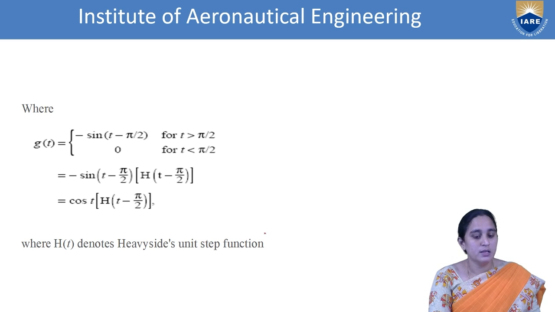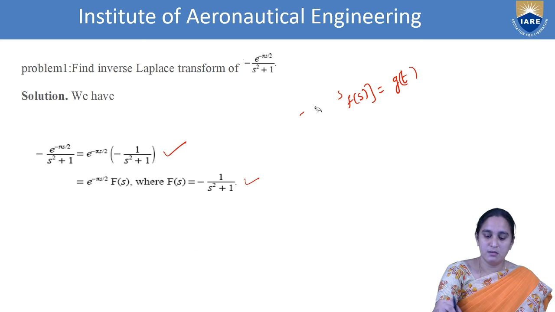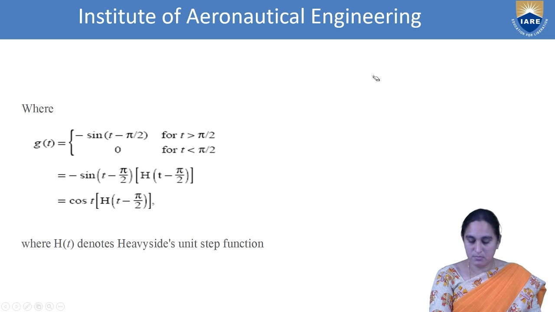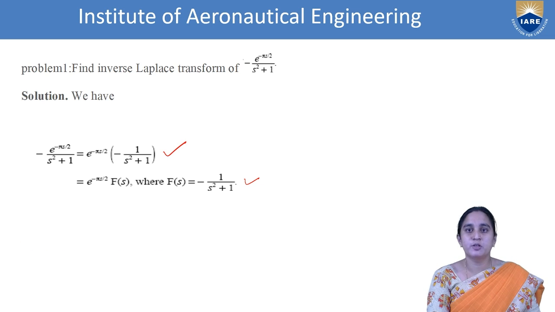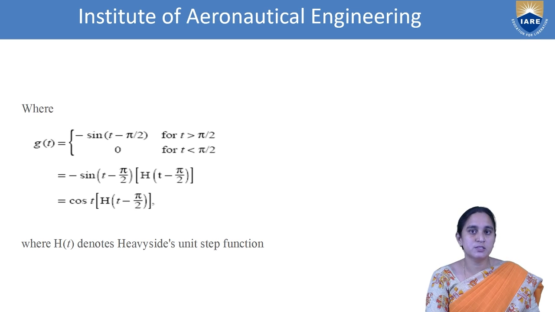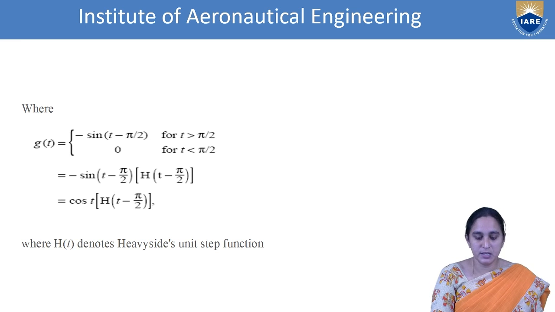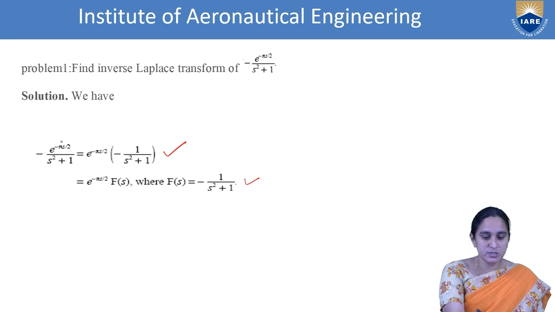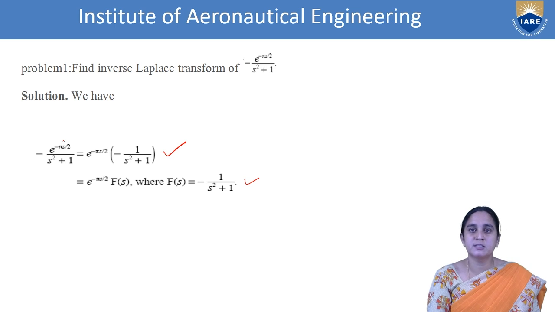Then here I am writing by using the second shifting property, e power minus pi by 2 into F of s. Here F of s is minus 1 by s square plus 1. What is the formula of Laplace inverse of 1 by s square plus 1? It is sin t. Right? Okay, sin t. In the given question, I'm writing the exponential form. What is the exponential form? The s coefficient is minus pi by 2.